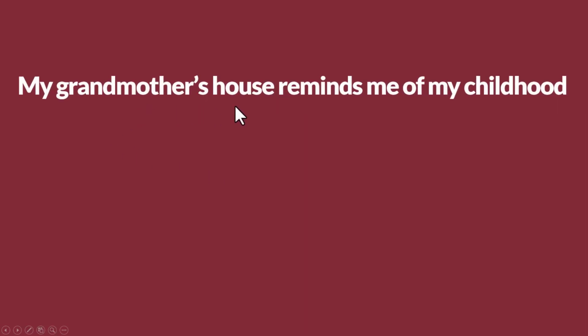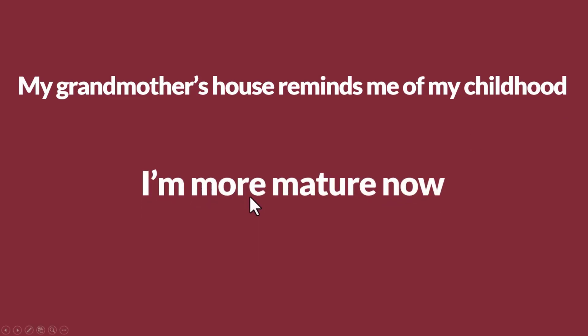My grandmother's house reminds me of my childhood. My grandmother's house. See, we have S, it's an apostrophe, because the house is for grandmother. So my grandmother's house, my mom's house, my father's house, all of them have S. It reminds me of my childhood. It means I remember my childhood when I go to my grandmother's house. I'm more mature now. It means I can understand more now.